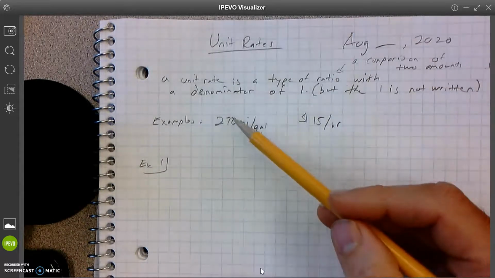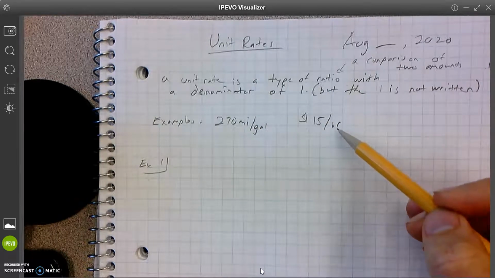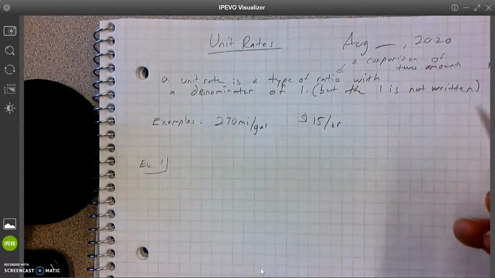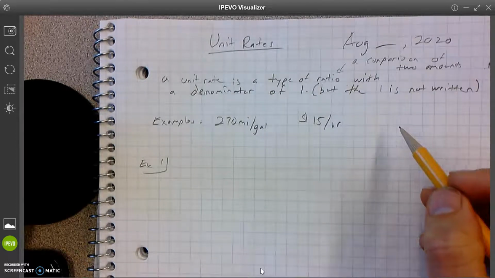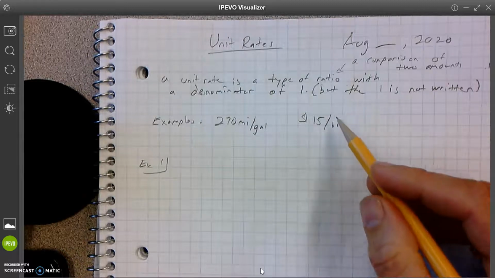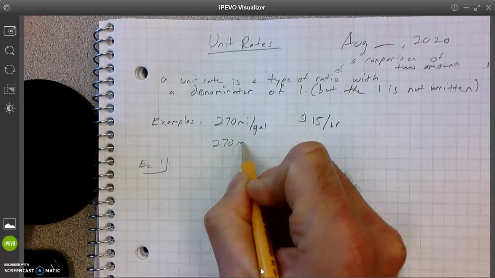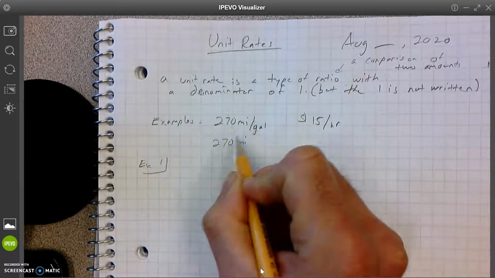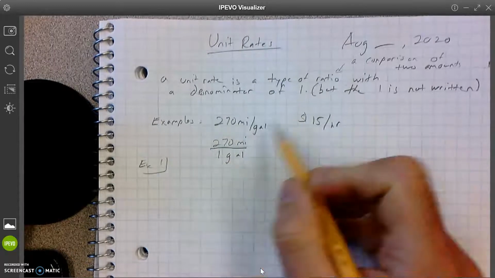And examples are 27 miles a gallon, or, sorry, $15 an hour. There's tons of examples of these. Yards per carry. So we have 270 miles. It says gallons, so that's the same as 1 gallon right there. So that's the same ratio.